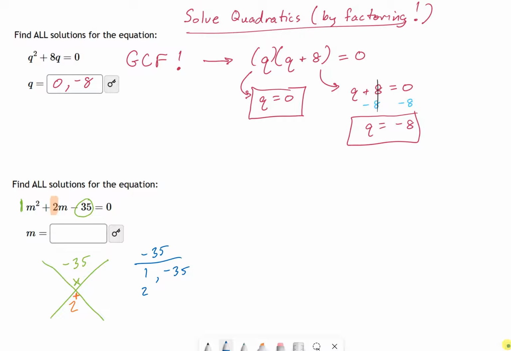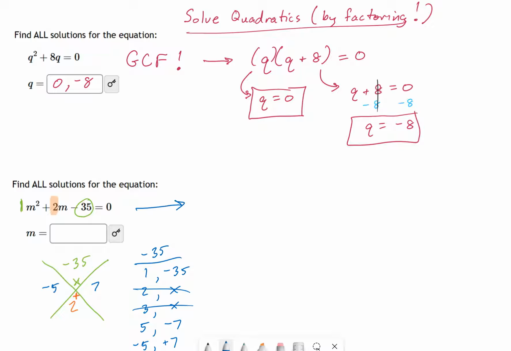Okay, so I might try 2, and nope, that doesn't work. Or 3, and nope, that doesn't work. And eventually I get to 5, and I say, oh, 5 and negative 7. 5 and negative 7 multiply to negative 35, but they add up to negative 2, and that's the wrong sign. So what if we try this? What if we try negative 5 and positive 7? Well, those are nice, because those two numbers right there will add up to positive 2, and they'll multiply to negative 35, so those are the ones I want.